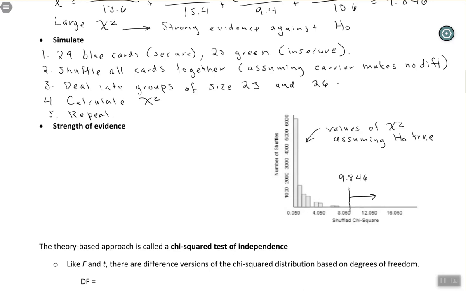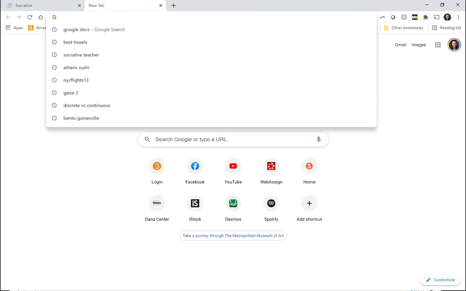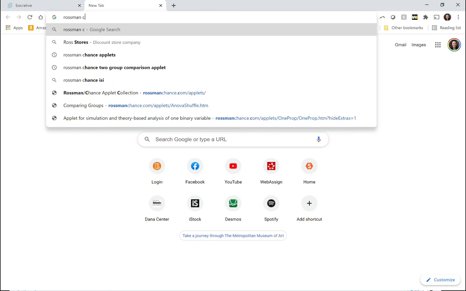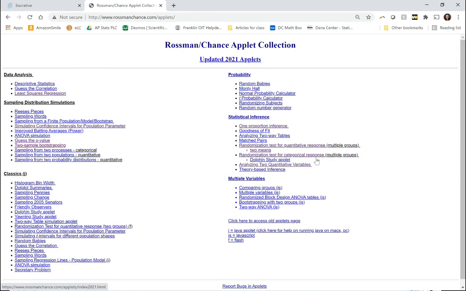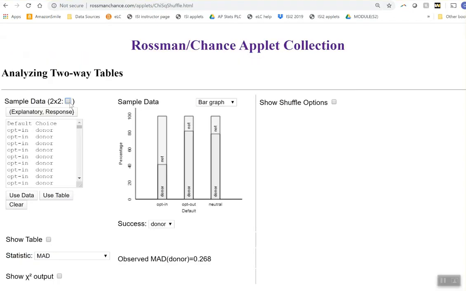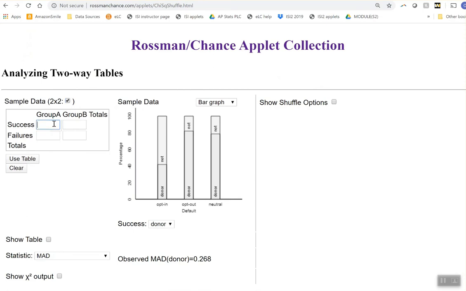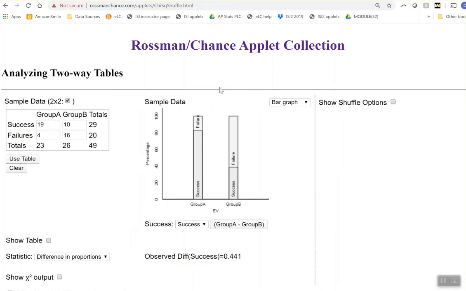I'm going to use an applet to calculate this value. If you'd like to follow along, we're going to be using a Rossman Chance applet for this. I'm just going to Google Rossman Chance applets. And then I'm going to select the one that says randomization test for a categorical response. And since this is 2 by 2 data, we'll put it in here. So we had in the soft group 19 successes and 4 failures, and in the plastic group 10 successes and 16 failures. Okay, so we can see we've got our bar graph here that matches our data.